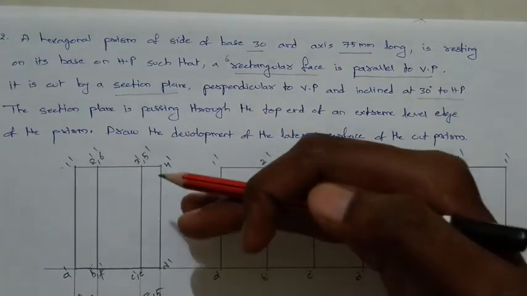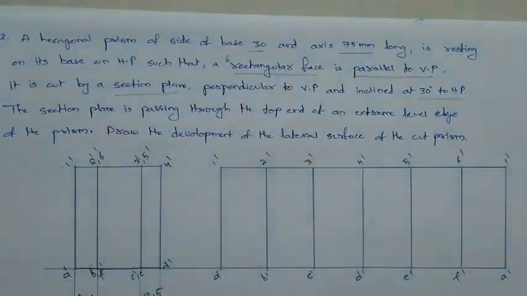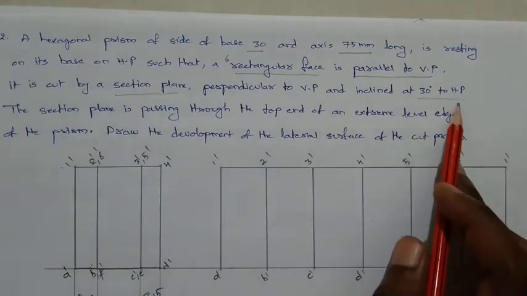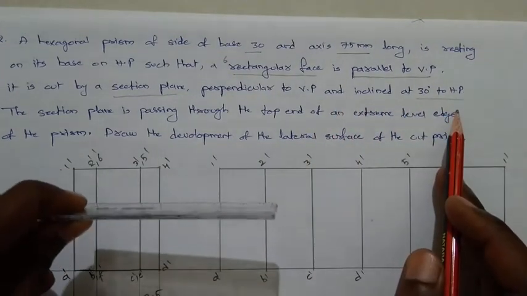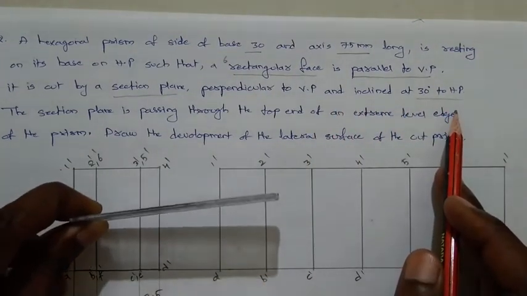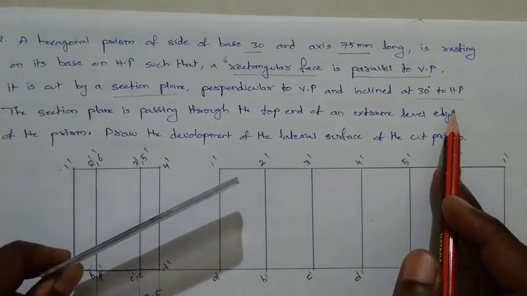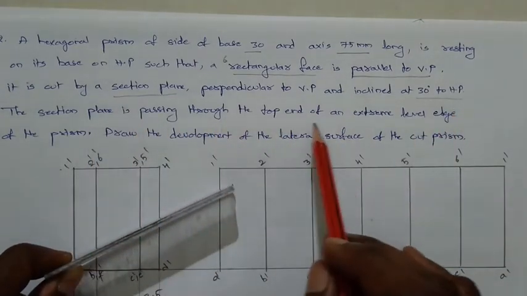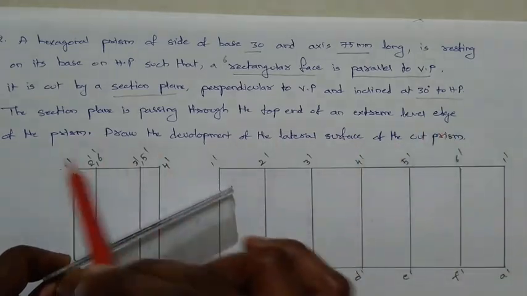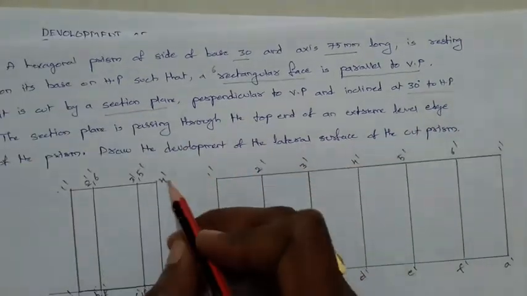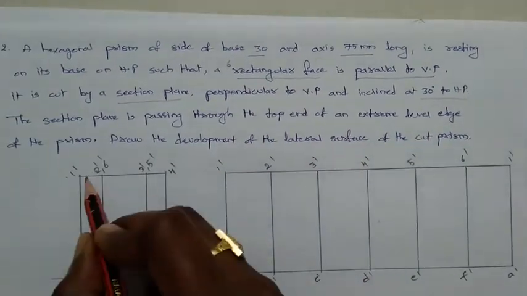Above XY line this is VP and below XY line will be having HP. We know that. Inclined 30 degrees to HP. This section plane it is inclined at 30 degrees to HP like this, and the section plane is passing through the top end of extreme level edge of the prism. So we have two top ends of the prism. This is one top end, this is second top end.